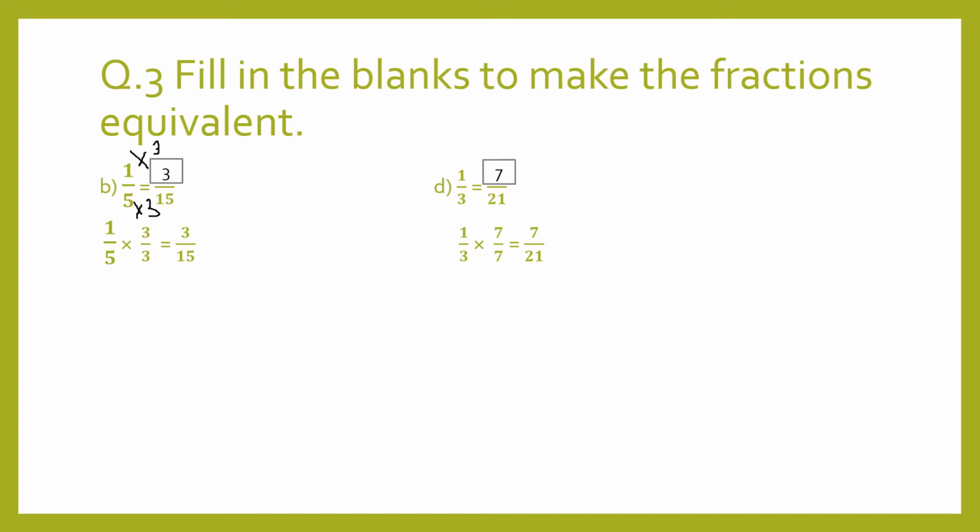Same here in this case, I need to multiply 3 by some number, that is by 7. Then only I will get 21. So if I am multiplying the denominator by 7, then I need to multiply the numerator also by the same number, and I will get my equivalent fraction.